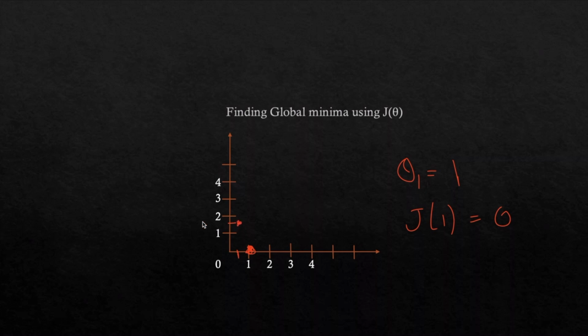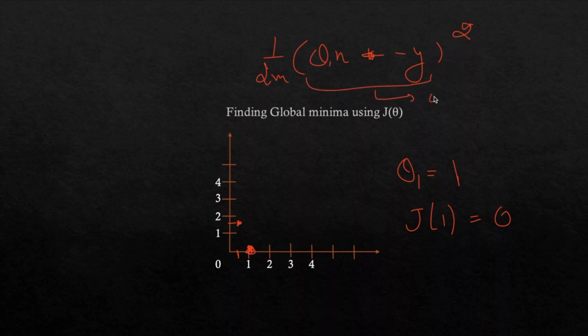Whenever we decrease theta 1, here in the formula 1 over 2m, theta 1 x minus y to the power 2, it will always be positive. So it will always give a positive value. So its value will be like this here, then that, and let me make it more accurate.